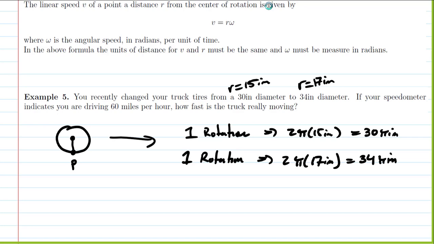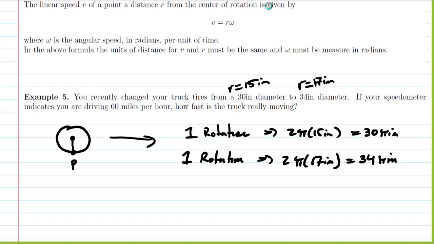So if the radius of your tire increases and the number of rotations stay the same, you're going to be traveling farther because the circumference of your tire has gotten larger. So our question says, we changed your truck tires from a 30-inch diameter to a 34-inch diameter. If our speedometer thinks we're going 60 miles per hour, how fast is the truck really going? So we're going to need to figure out what our angular velocity is, and then use it to calculate the linear velocity.